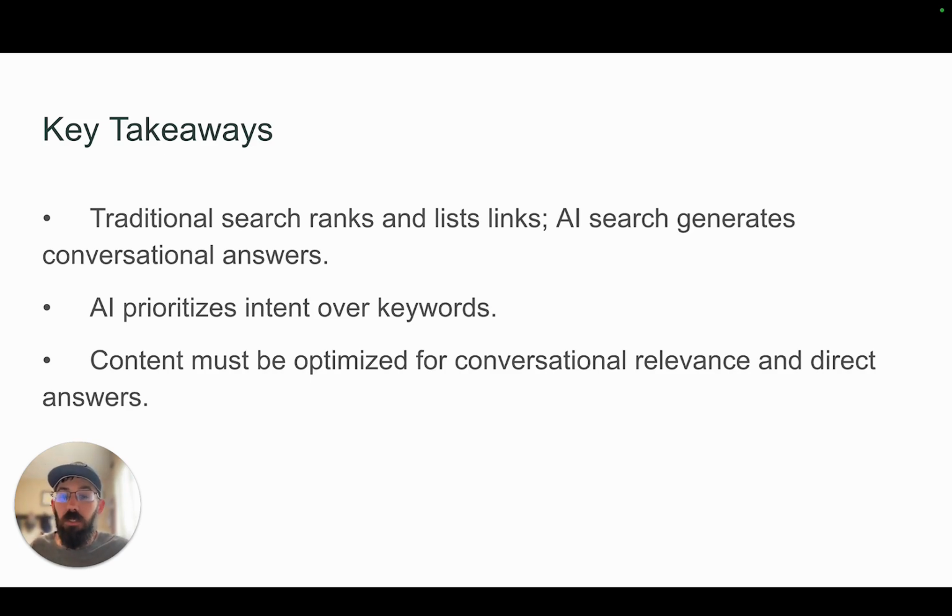So key takeaways here. Traditional search ranks and lists links, whereas AI search generates conversational answers. AI is going to prioritize intent and context over just keywords, and content needs to be optimized with this in mind for conversational relevance, being able to provide direct answers. And so those are things to be mindful of when you're looking at AI search and traditional SEO.